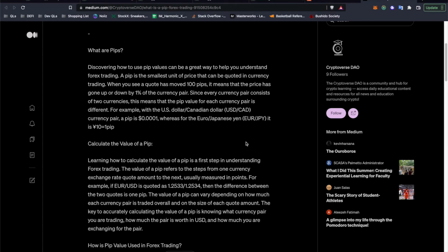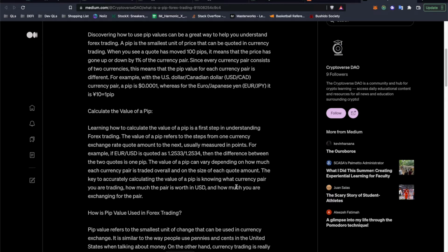You know what the currency pairs are. How do you figure out what the value is of the pip of this specific thing that you're trying to trade? Well, learning how to calculate the value of the pip is the first step to understanding Forex trading. The value of a pip refers to the steps from one currency exchange rate quote amount to the next currency exchange rate quote amount, which is measured in points.